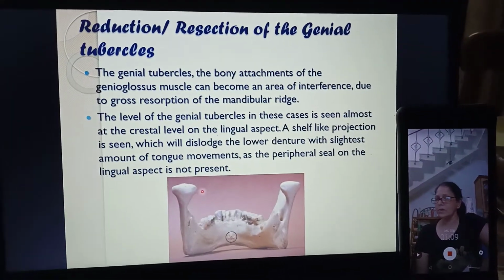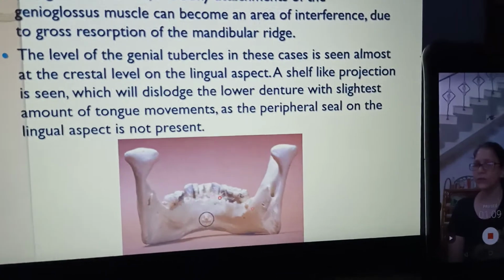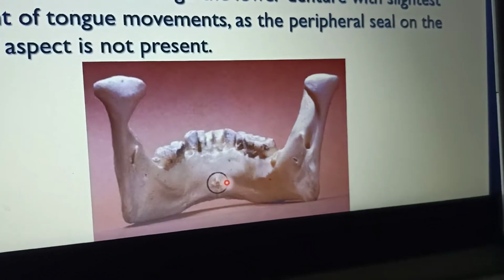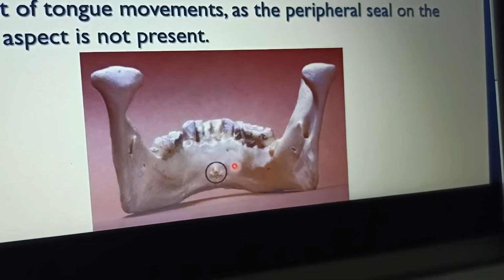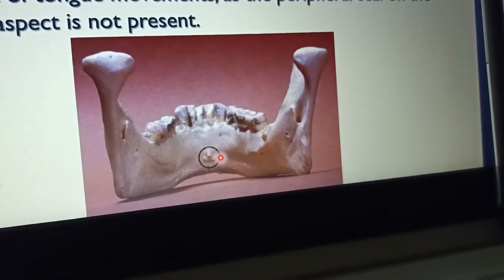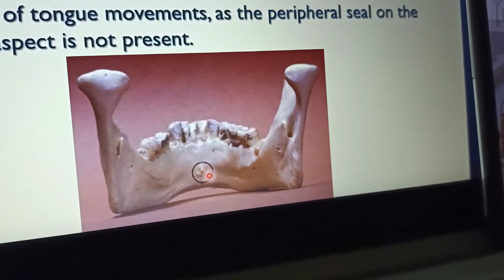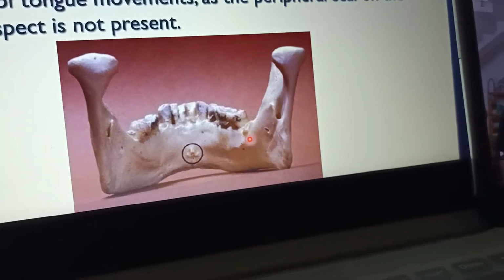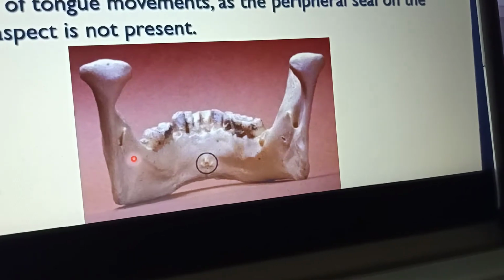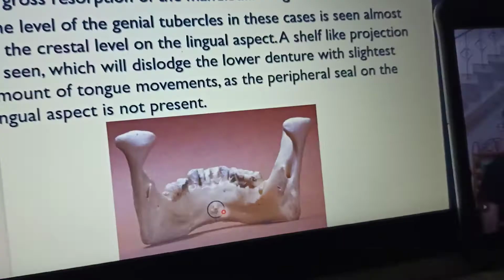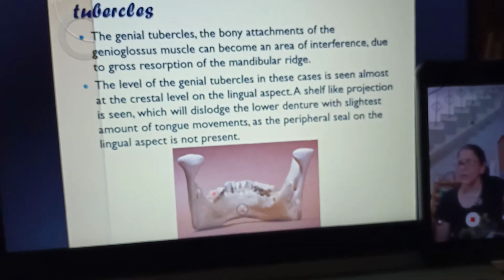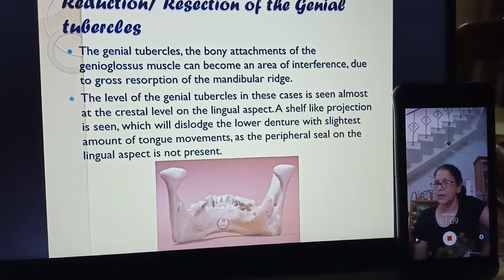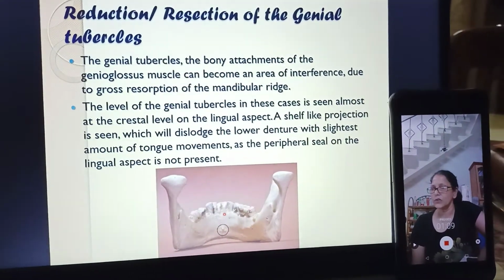Now just look at the morphology of the mandible. That is the lingual aspect. So these are the genial tubercles which are giving attachment to the genioglossus muscle. Also you can see mylohyoid ridges here. So genial tubercles, if you see in a dentate patient, it is quite far below in the lingual aspect.